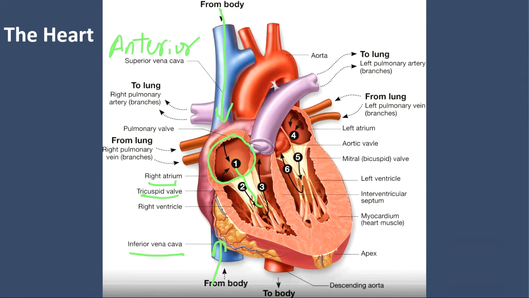and then it must get to the lungs. So it has to pass through this semilunar pulmonary valve into the pulmonary trunk, which is this, and that splits into the pulmonary arteries. Then the blood returns from the lung into the pulmonary veins, into the left atrium, passes through the bicuspid valve.